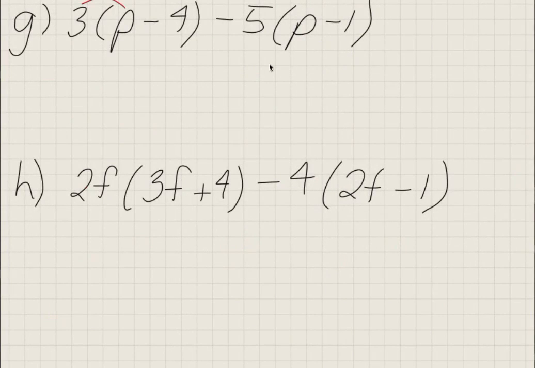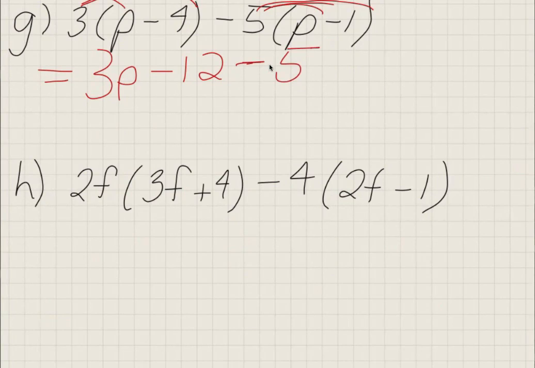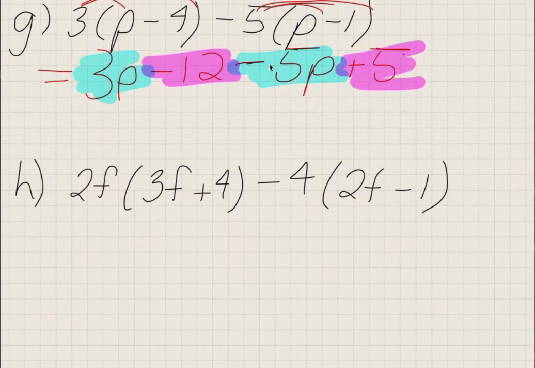Part G, expanding these three. Okay, so we get 3p minus 12 minus 5 minus 5p plus 5. Looking at like terms, 3p minus 5p and minus 12 plus 5. So we get minus 2p for 3p minus 5p, and minus 12 plus 5 will give minus 7. That's our final answer there.